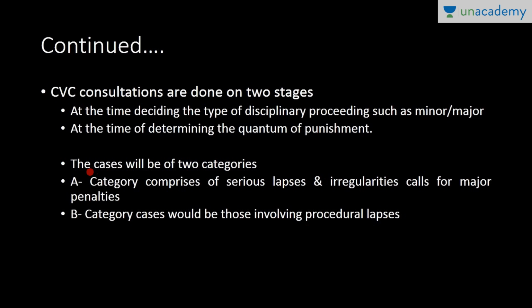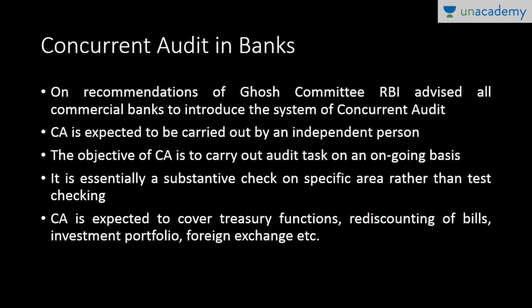The cases are divided into two categories. The first category is known as A category, and the second category is known as B category cases. A category comprises serious lapses and irregularities, and it calls for major penalties, any kind of major lapses or major irregularities. And B category cases would be those involving procedural lapses, maybe a little bit of negligence during daily work, and things like that. So this is how the Central Vigilance Commission works.